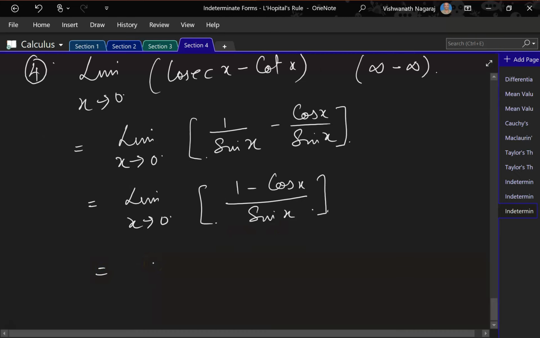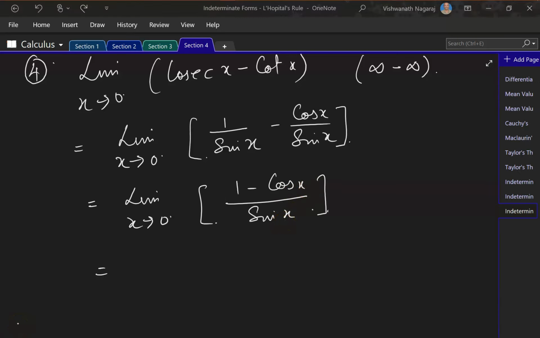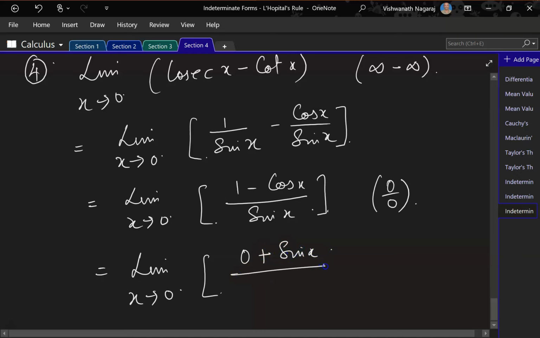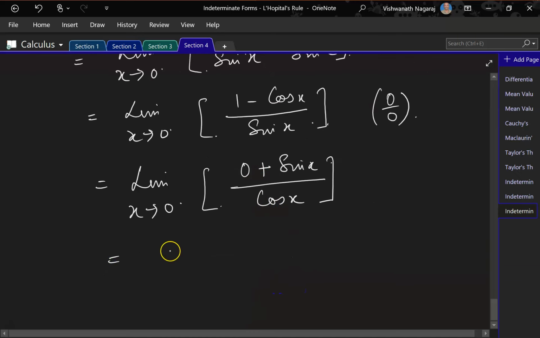Now if we take the limit, what happens? Cos 0 is 1, 1 minus 1 is 0, sin 0 is 0. So this is 0 by 0 form, which means we apply L'Hopital's rule. So 0 minus cos x is minus sin x, so minus into minus gives plus sin x by cos x. Now if we take the limit, this becomes 0 by 1, which is equal to 0.